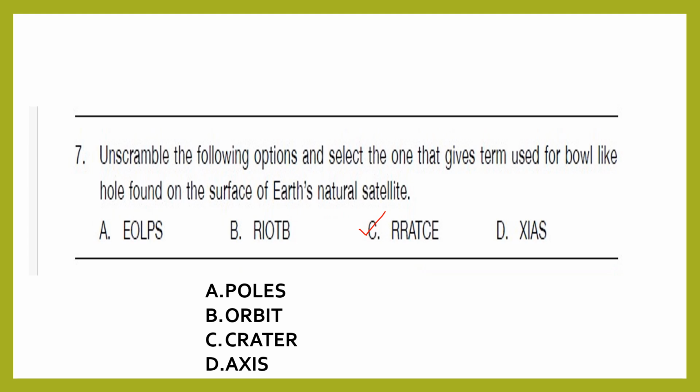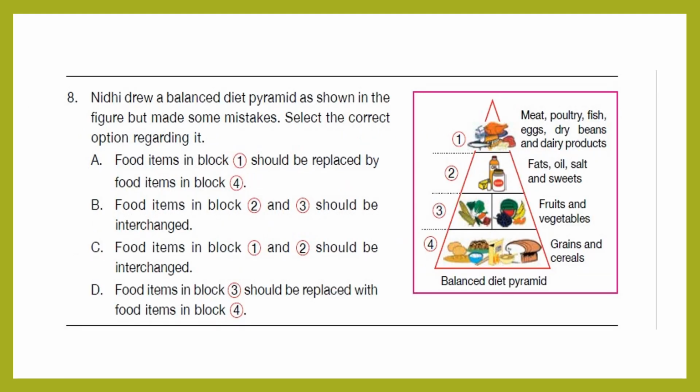Question number 8. Nidhi drew a balanced diet pyramid as shown in the figure but made some mistakes. Select the correct option regarding it. Here, number 1, meat, poultry, fish, eggs, dry beans and dairy product, that is protein. Second, fats, oil, salt and sweets. 3, fruits and vegetables. 4, grains and cereals.